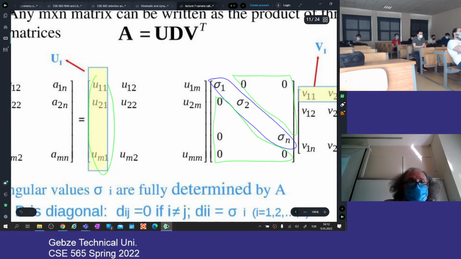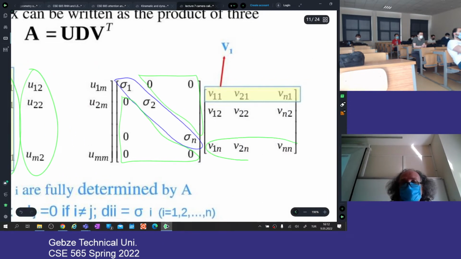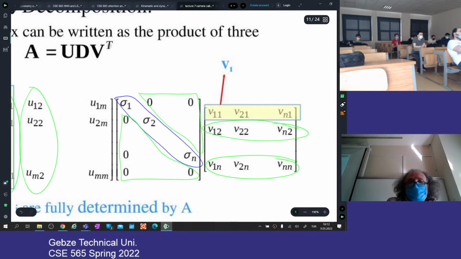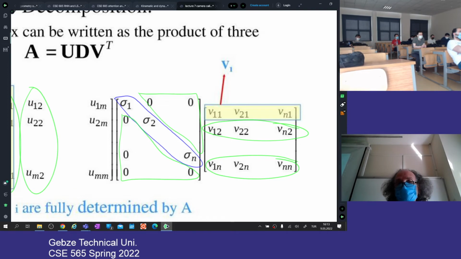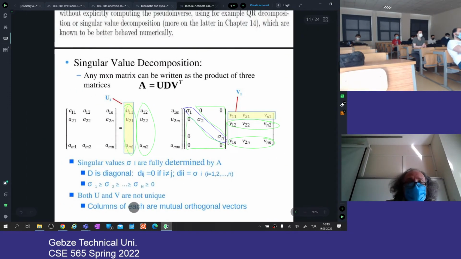So if you multiply this column with this column, you are going to get 0. They are orthogonal. If you multiply this column with this column, by the way, since this is V^T, the transpose version of the V, okay? So they will be orthogonal. When you multiply them, they will produce a scalar 0. Columns of which are mutually orthogonal vectors.